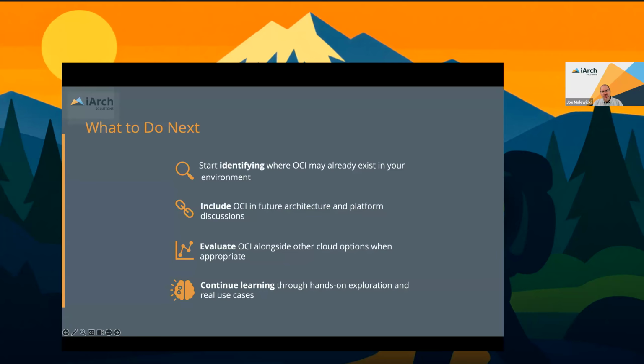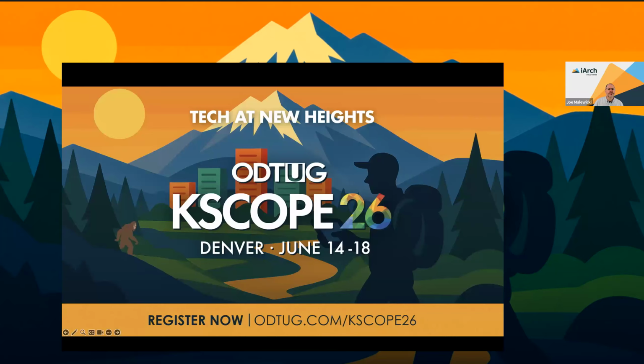Okay. And if you're planning to attend Kscope this year, I'll be doing a deeper session on when OCI makes sense, and just as importantly, when it does not make sense. So I'd love to see you guys there. We'll go further down that road during the conference. So the goal here is simple: understand it, recognize where it fits, and start evaluating where it makes sense.